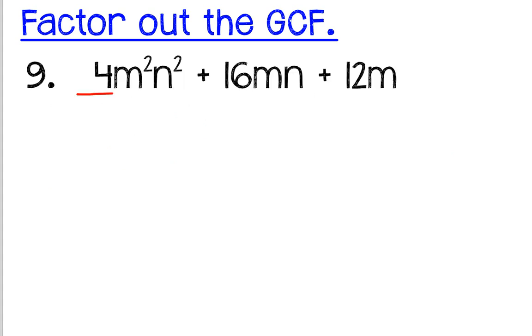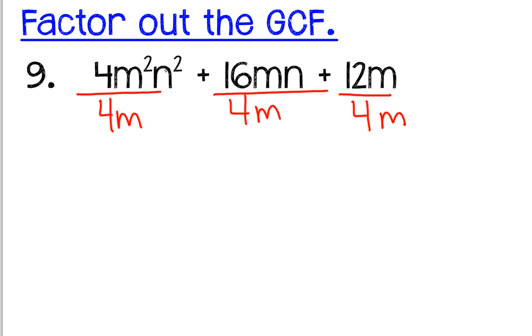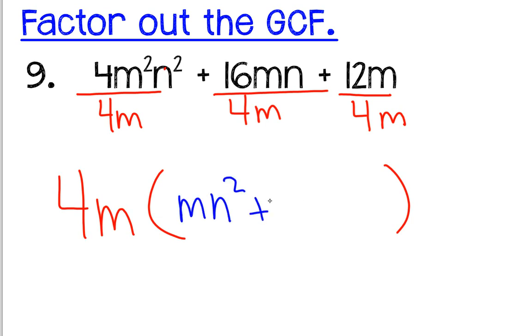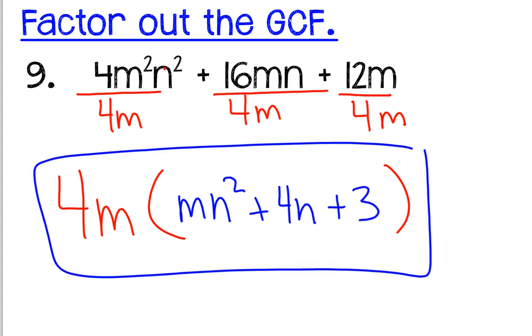Number 9, the GCF here can't be higher than 4, so 4 is a factor of all 3. And the lowest variable power for m is m to the first. And they do not all share the letter n. See, he's missing that. So n cannot be a factor. So 4m is the factor here that we're dividing by. And mn squared plus 4n plus 3 is our other factor. Don't forget, you can always check your work by distributing out your solution.